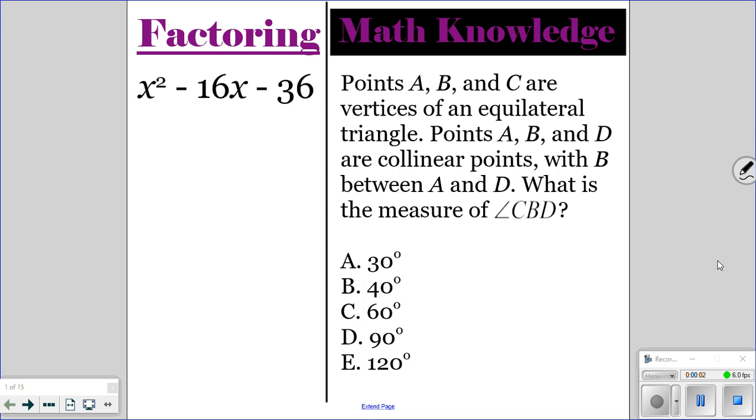All right, so y'all go ahead and do the factoring and the math knowledge question for today. Once y'all are finished, y'all can unpause the video and I'll go over the correct answers. So for the factoring, you should have x minus 18 times x plus 2.